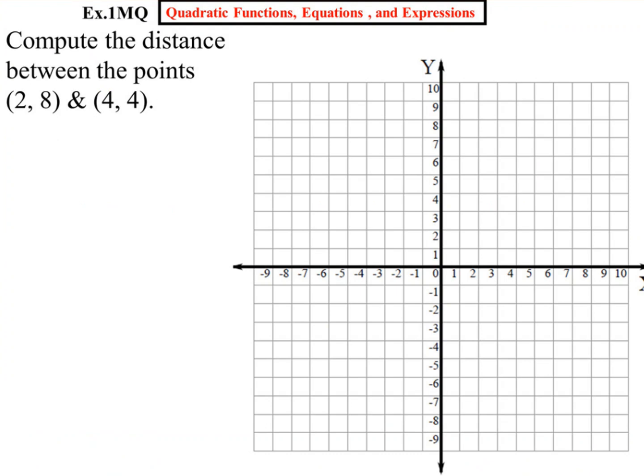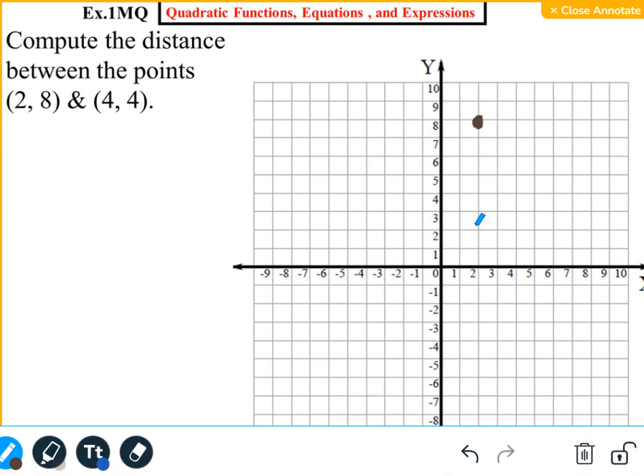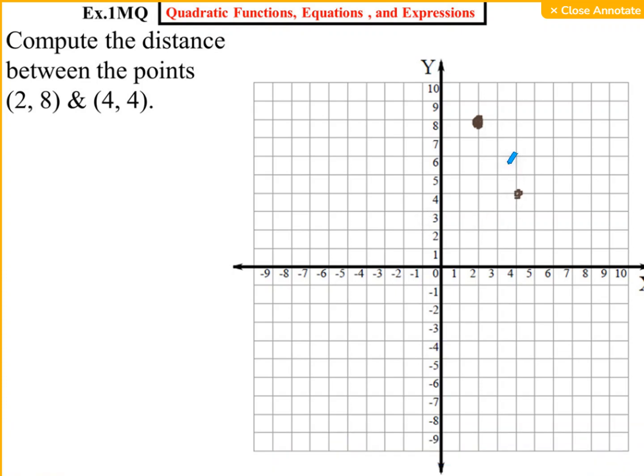All right, copy example 1 MegaQ, and it reads, compute the distance between the points (2, 8) and (4, 4). All right, so let's plot those points, (2, 8) and (4, 4). And they want what? The distance between those 2 points. So I'm going to label that D for distance.